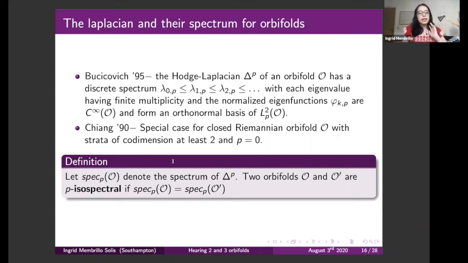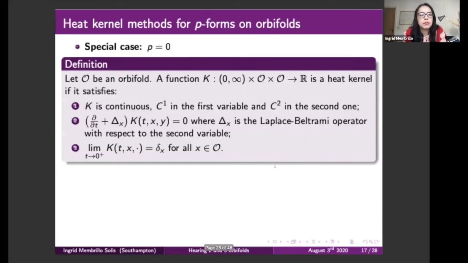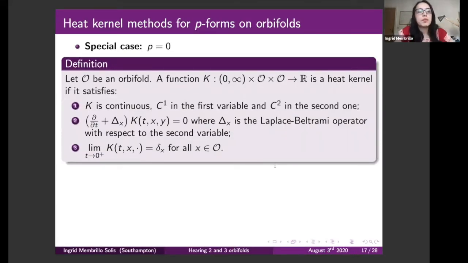Okay, so we denote by spec_p(O) the spectrum of the Hodge-Laplace operator acting on p-forms. Then, given two orbifolds O and O prime, we will say that they are p-isospectral if their spectra are the same. Okay, so then let's start with the special case, p equals 0. So here we will have the following definition.